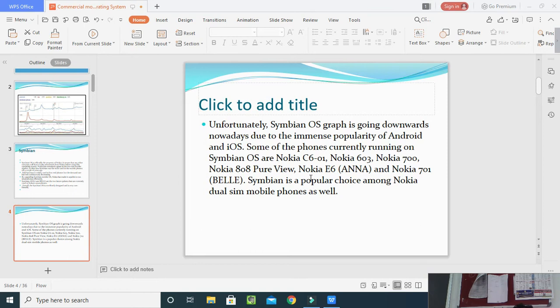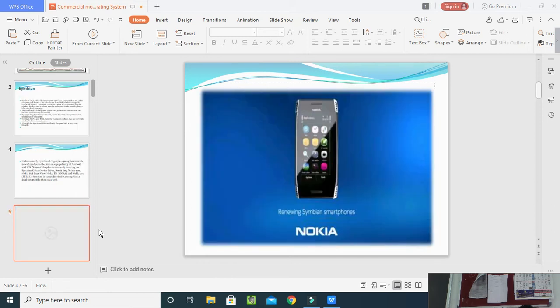Some of the phones currently running on the Symbian operating system are Nokia C6-01, Nokia 603, Nokia 700, Nokia 808 PureView, Nokia E6, Anna, and Nokia 701 Belle. Symbian is a popular choice among Nokia dual SIM mobile phones as well. This is how Symbian smartphones look and how the software or applications run on Symbian.